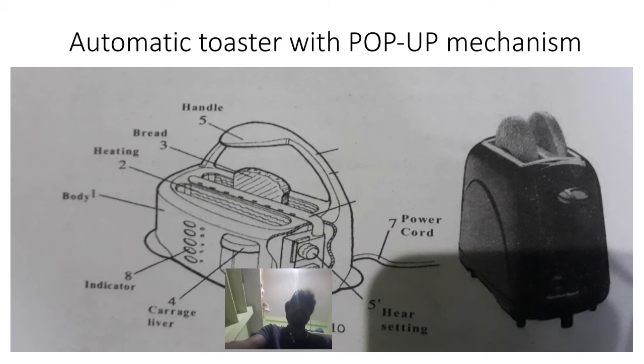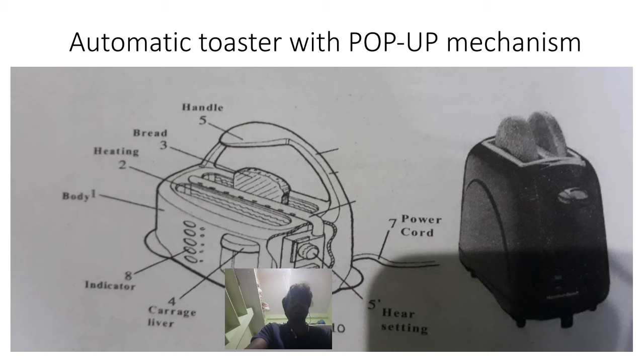The automatic toaster with pop-up mechanism consists of a heating element made from nichrome, wood or mica strips, a thermostat, and the pop-up mechanism. After the completion of the toasting cycle, the heating element gets disconnected and the bread automatically pops up.